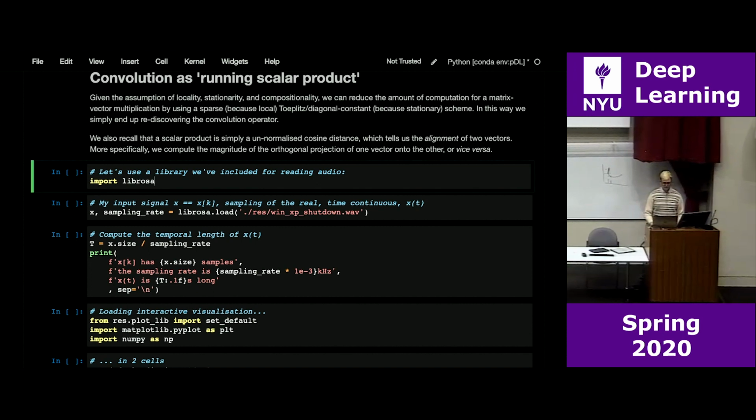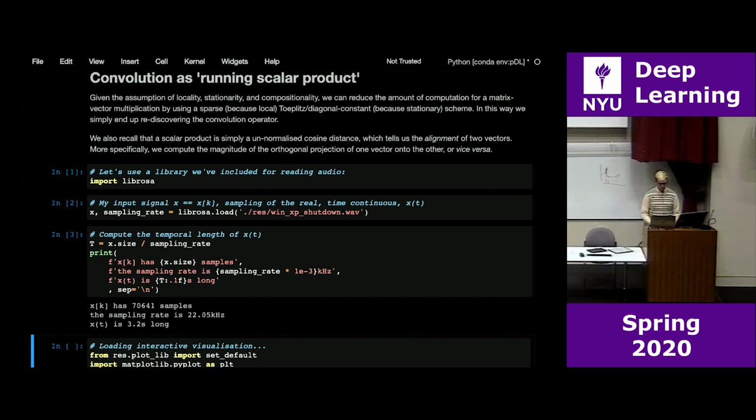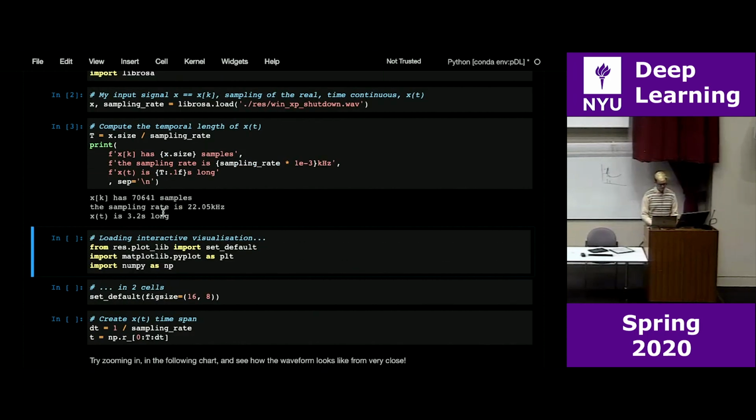So I'm going to be importing a library that a professor here at NYU made. And here I'm going to be just loading my audio data, and I'm going to have that in my X. And then my sampling rate is going to be in the other variable. So here I show you I'm going to have like 70,000 samples in this case, because I have a sampling rate of 22 kilohertz. And then my total time is going to be 3 seconds.